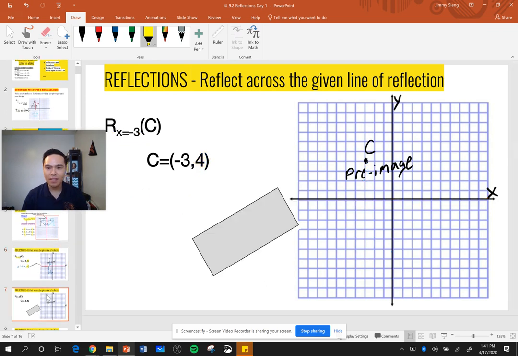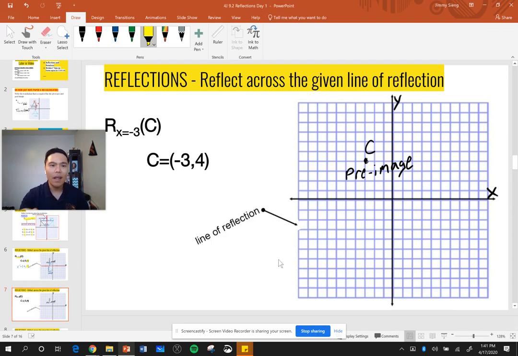Let's make this a little bit harder by including, now I'm trying to find the reflection, the line of reflection. So my question is, where's your line of reflection? That is going to be at x equals -3. Okay, so if x equals -3, remember what that looks like? That's going to look like a vertical line, okay? So here's -3.